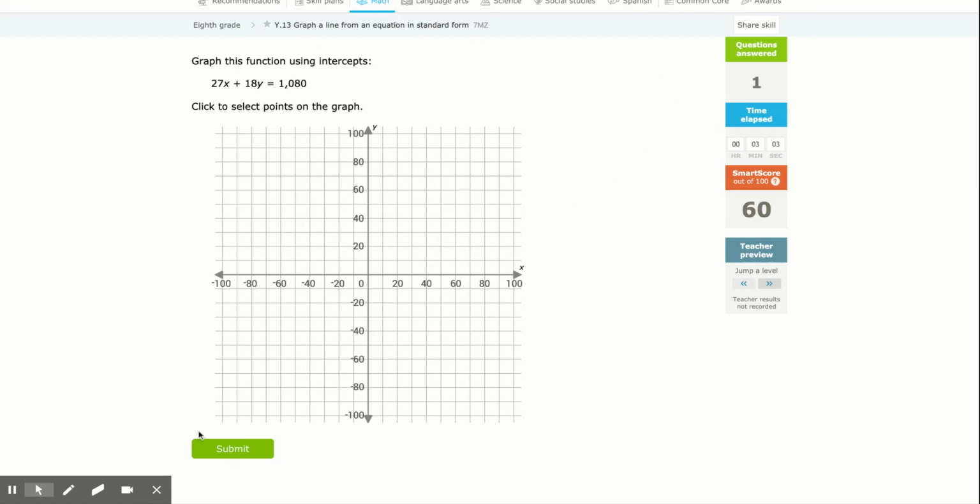So again, the first step I'm going to do is bring the x term from the left side of the equation to the right by minusing 27x, minusing 27x. Now again, that's not a like term with a 1080, so I'm left with 18y is equal to that negative 27x plus 1080.